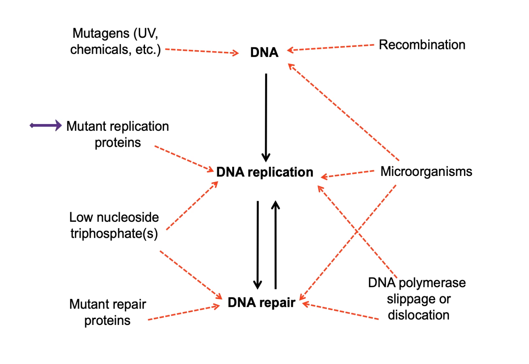Mutant replication proteins can affect that. Low nucleoside triphosphate concentrations can cause that. And then DNA polymerase slippage and dislocation can also cause mutations at that level. However, there are correction mechanisms, at least in DNA organisms. In RNA organisms, there aren't, in the viruses. But that can also be affected by low nucleoside triphosphate levels, mutant repair proteins, again, microorganisms, and then DNA polymerase slippage and dislocation, because DNA polymerase is involved in the repair of DNA in almost every case.